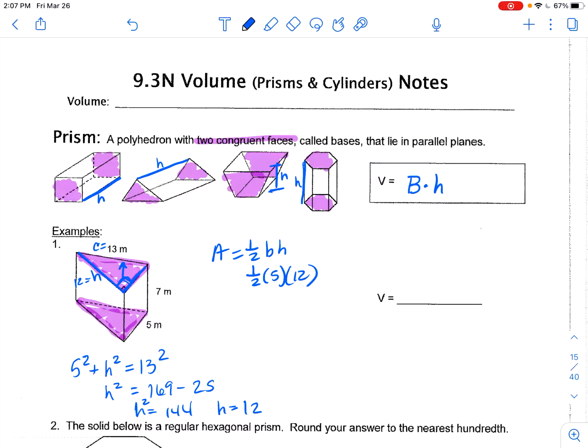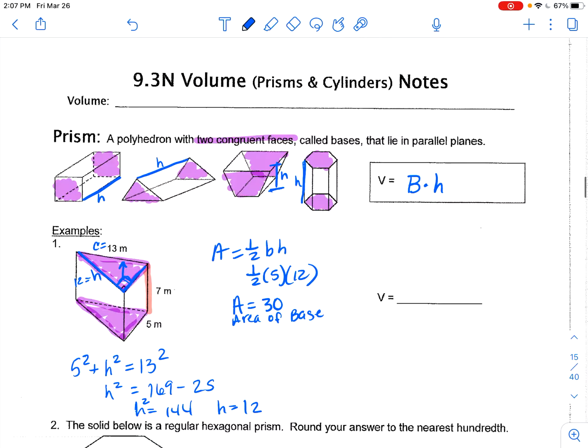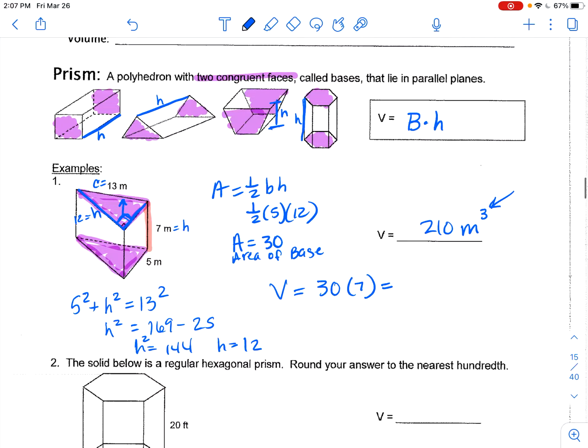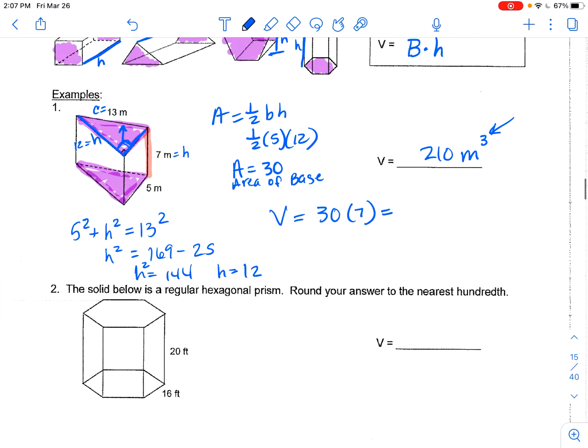So if I plug it into my formula, 1/2 times 5 times 12 gives me 30. So the area of the base is 30. And then my height is the 7. This is my height. Now the volume is the area of the base times the height. When I multiply those two, it's 210, and volume is units cubed. So we're always going to have a little 3 right there.